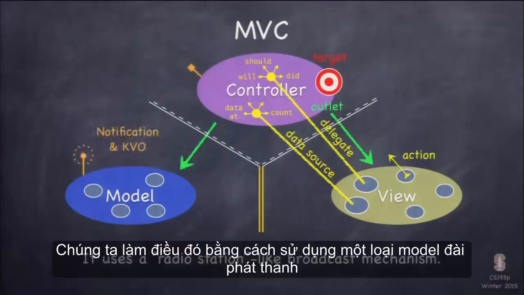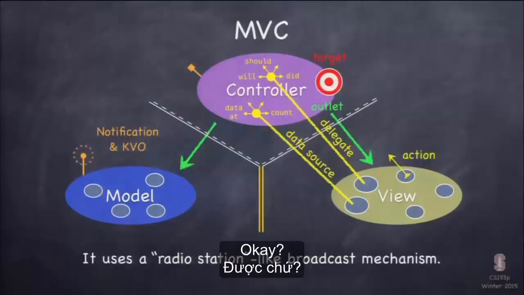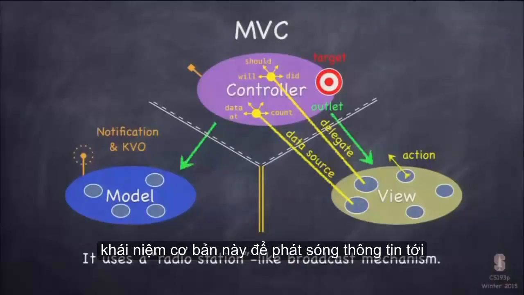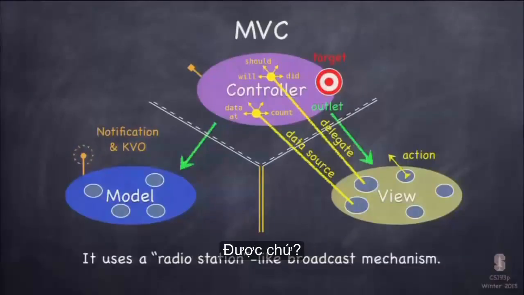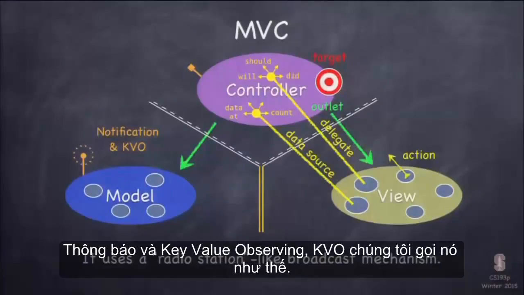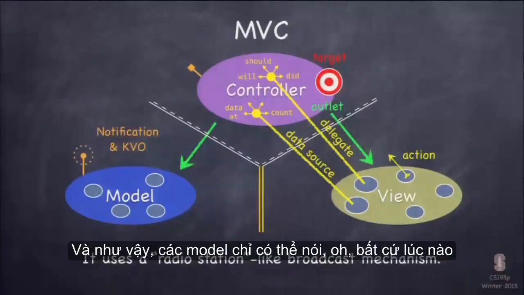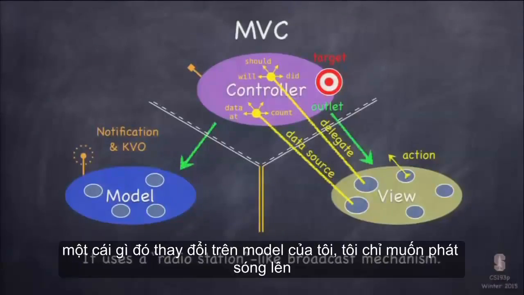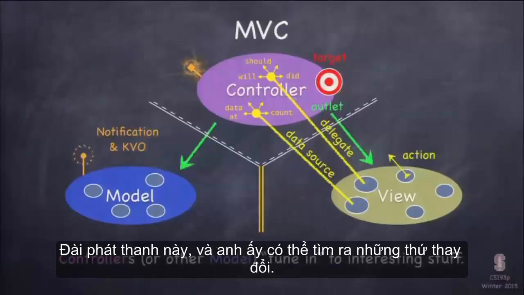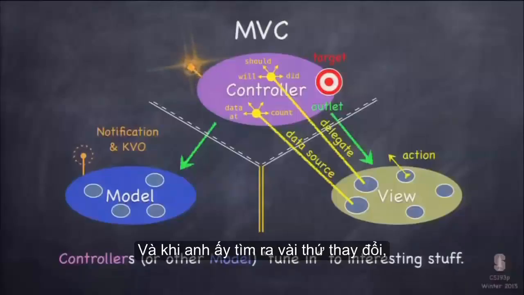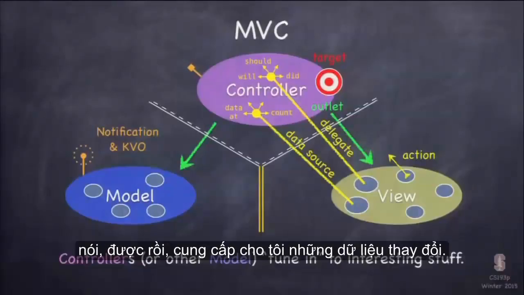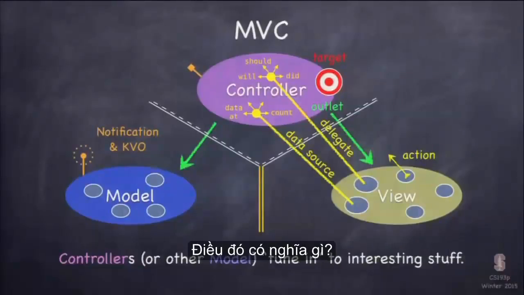We do that using kind of a radio station model. The model will use this concept to essentially broadcast information to anyone who's interested. The mechanisms for doing this in iOS are called notification and key value observing, KVO we call it. So the model can just say, anytime something changes in my model, I'm just going to broadcast on my radio station. And then the controller simply tunes into that radio station and can find out things are changing. And when it finds out something changes, it's going to communicate via its green arrow to the model and say, okay, give me that data that changed. Does that make sense?